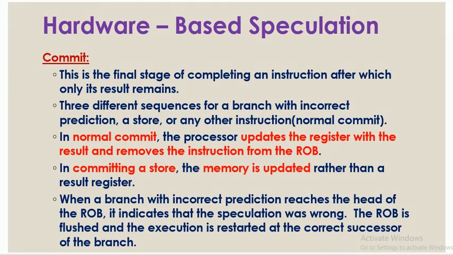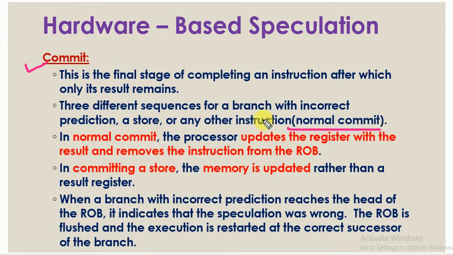And finally, we have the last major crucial stage, which is called commit. In the Tomasulo approach, we have only issue, execute and write result, but here we have one more stage, which is called commit. Now in the commit stage, we need to complete the instruction after getting the results. So there are three different sequences: for a branch with incorrect prediction, a store, or any other instruction. That is for normal commit.